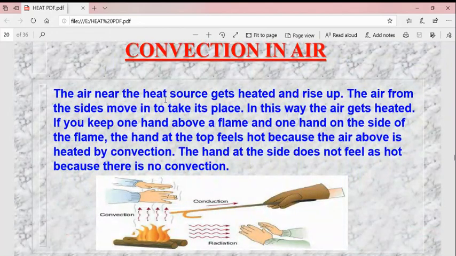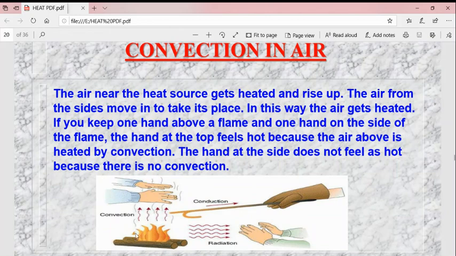As you all know, air also contains molecules, air molecules. The air near the heat source gets heated and rises up. The air from the side moves to take its place. In this way, air gets heated. If you keep one hand above the flame and the other hand at the side of the flame, the hand at the top feels hot because the air above is heated by convection. The hand at the side does not feel as hot because there is no convection.